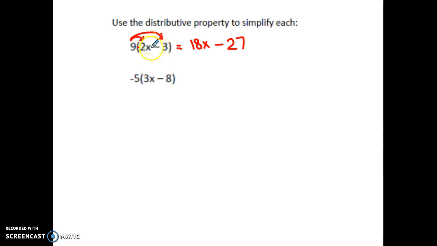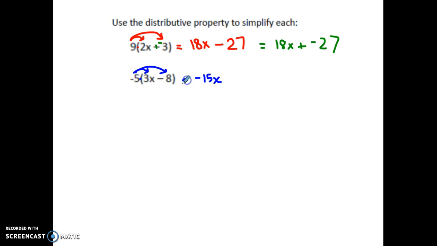Now some students get caught up with this minus sign, so if you like, you can do this. But it just means that you will be writing down 18x plus -27, since 9 times -3 is -27. These answers are the same. We talked about that last week if you remember. So again, this time we're multiplying by a negative number, so be careful. We have -5 times 3x.